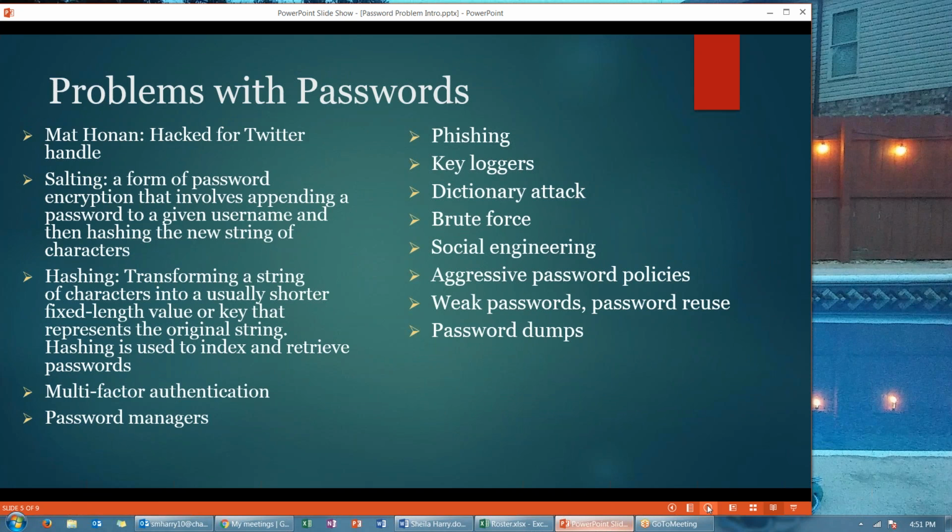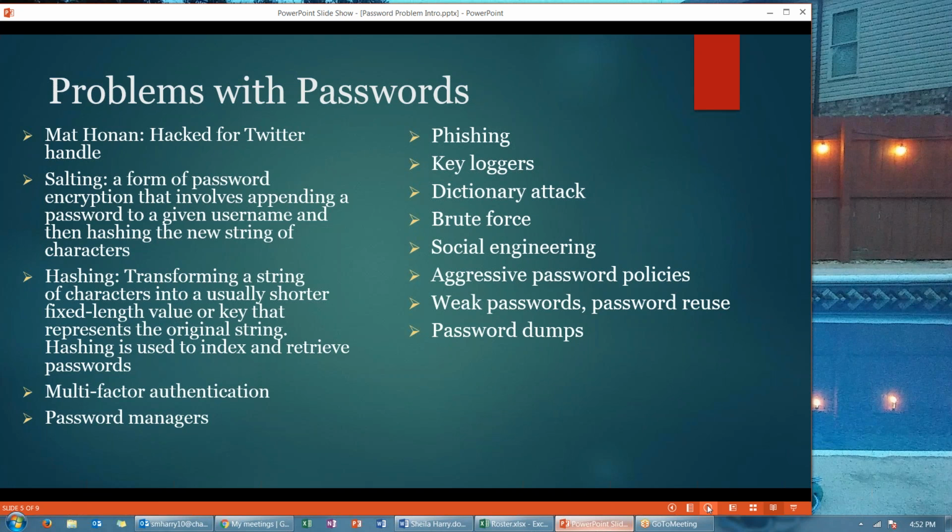So let's look at a couple of problems here with passwords. Matt Honan was hacked for his Twitter handle. Salting is a form of password encryption that involves appending a password to a given username and then hashing the new string of characters. Then there's hashing, which is transforming a string of characters into a usually shorter fixed length value or key that represents the original string. Hashing is used to index and retrieve passwords.